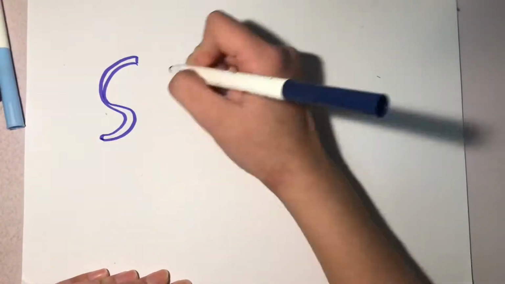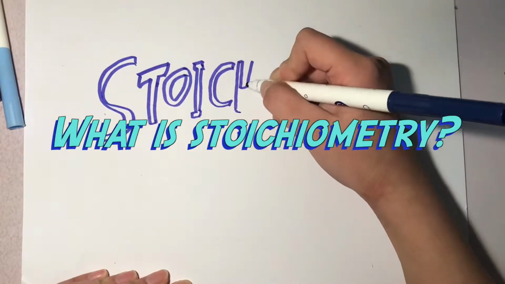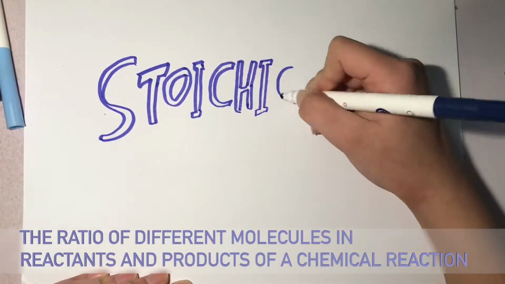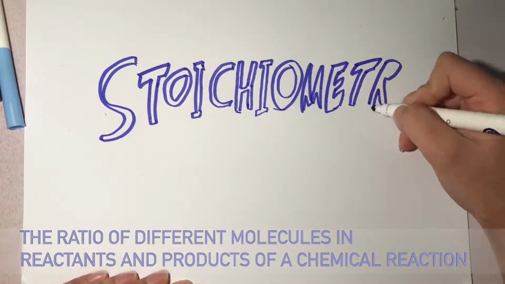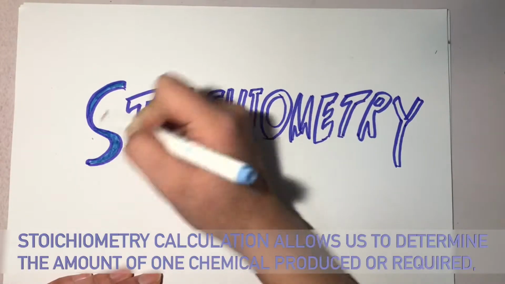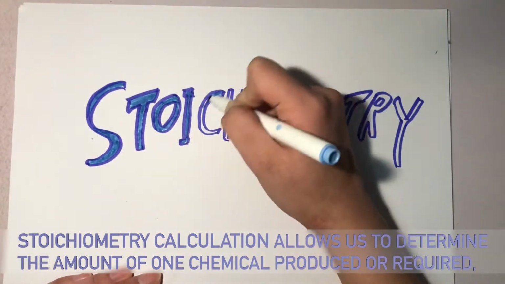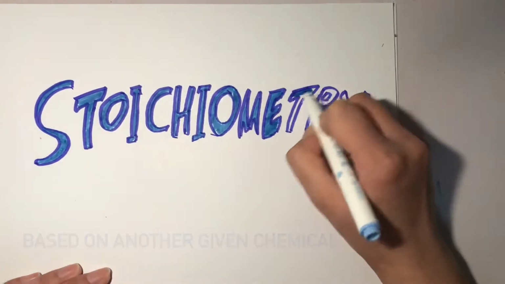Today we are going to talk about stoichiometry. First of all, what is it? Stoichiometry is about the ratio of different molecules in reactants and products of a chemical reaction. Stoichiometry calculation allows us to determine the amount of one chemical produced or required based on another given chemical.